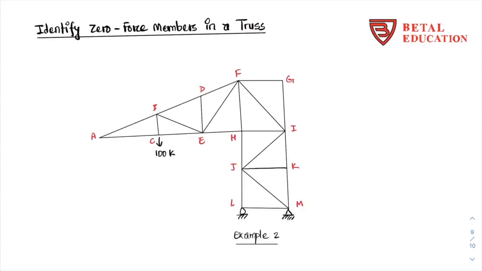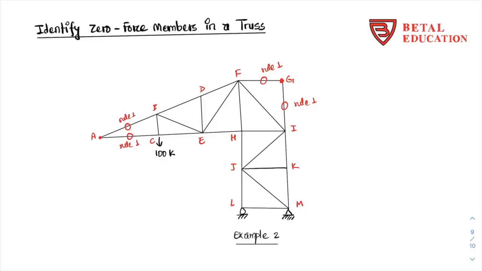Okay, in this example, we have a load at joint C only. So let's start with rule number 1. At node A, the members AB and AC carry zero force as per rule 1. At node G, members FG and GI carry zero force as per rule 1. I think that's pretty much for rule 1.